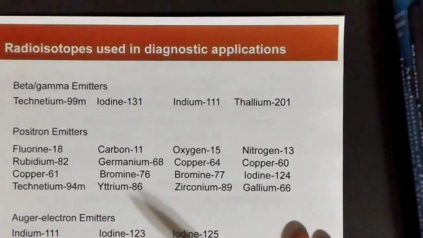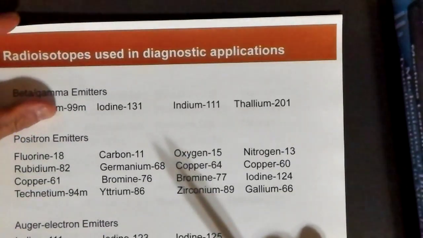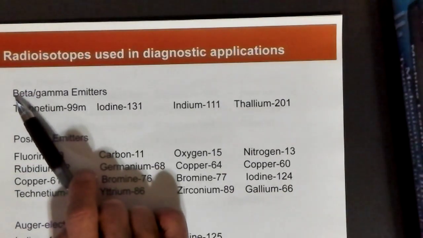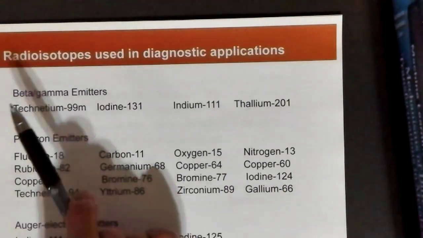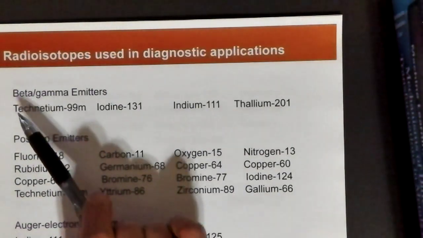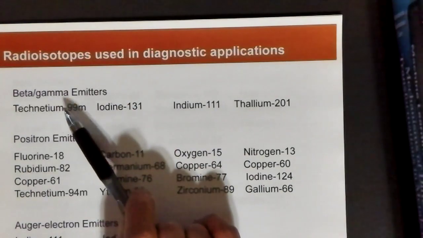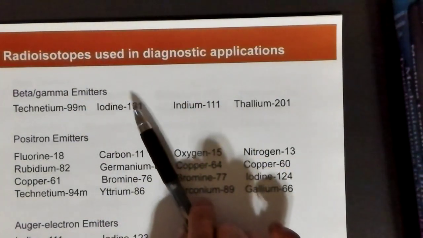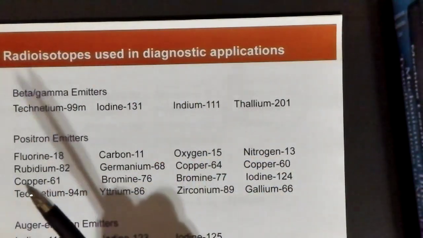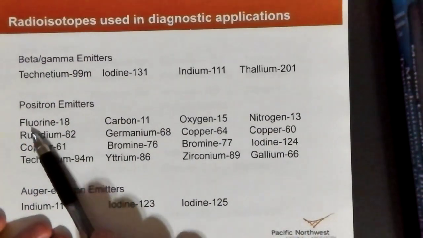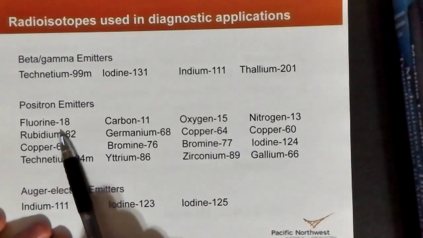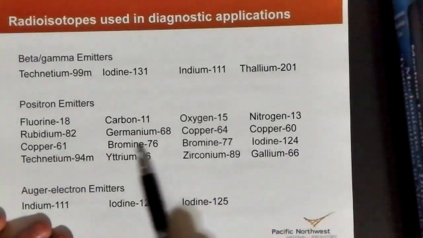So let's finish up by talking about some of the radioisotopes that are being used. We talked about gamma emitters, or things that first undergo beta decay and then become gamma emitters. We talked about molybdenum-99, beta decaying to technetium-99 metastable, which becomes a gamma ray emitter. Then iodine-131 is a beta, then gamma emitter, and also indium-111 and thallium-201. Then you have these positron emitters: fluorine-18, carbon-11, oxygen-15, nitrogen-13, rubidium-82, and so on. You see a really long list here.